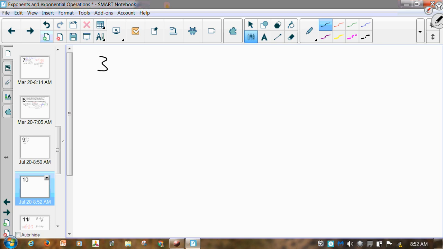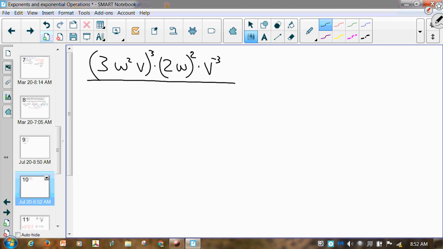3w squared v cubed times 2w squared times v to the minus 3, all over 2 cubed times wv to the minus 2. Okay, well this one's fairly complicated.